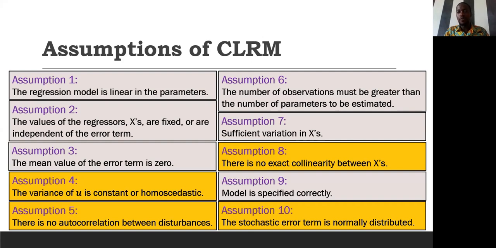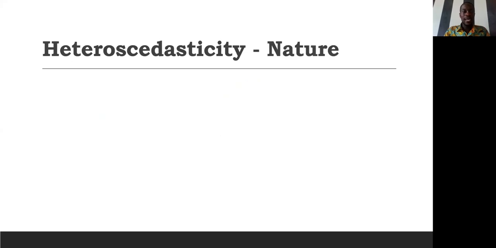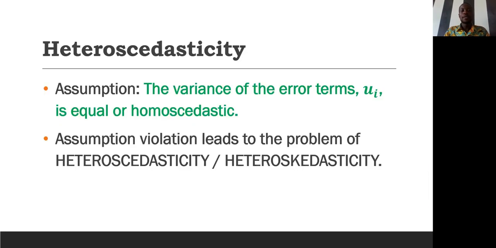We noticed that there were certain problems with some variables in there. We got rid of them, and yes, multicollinearity was not a problem anymore. But then we have other assumptions that we need to look at. So the assumption again is the fourth assumption, the variance of the error terms U is equal or homoscedastic.